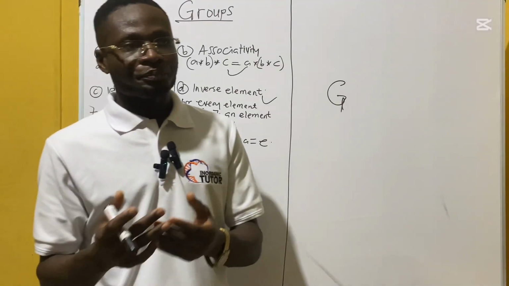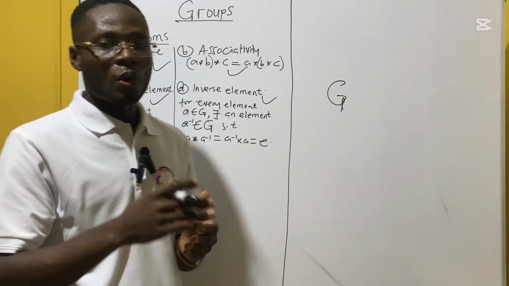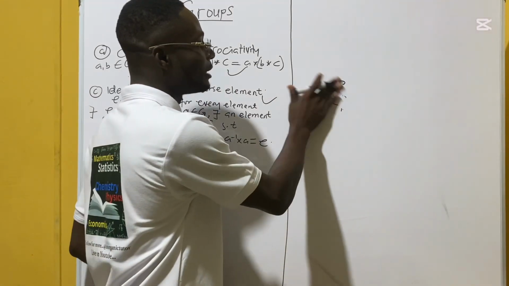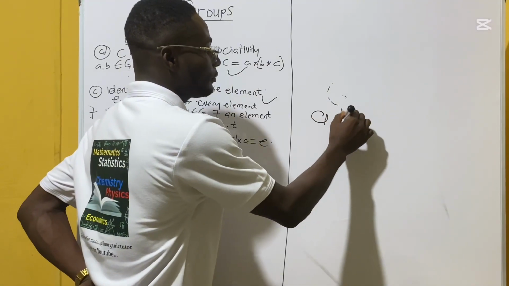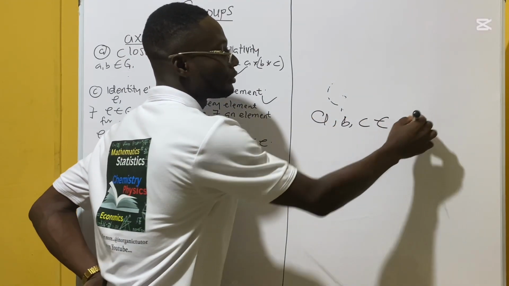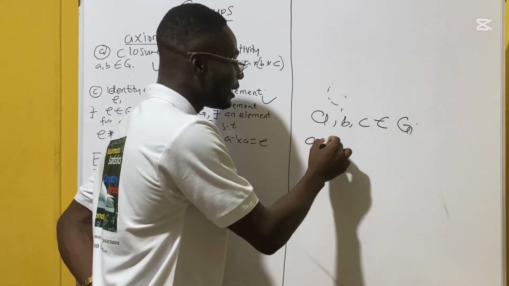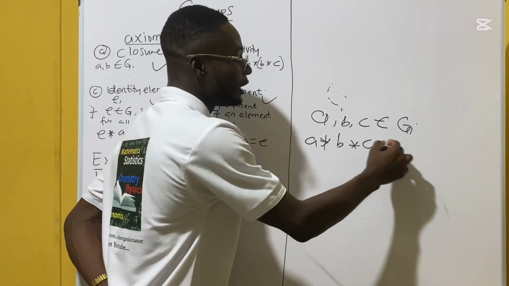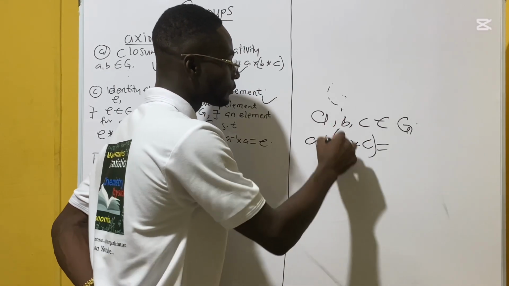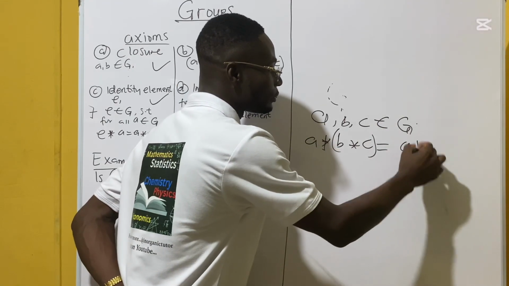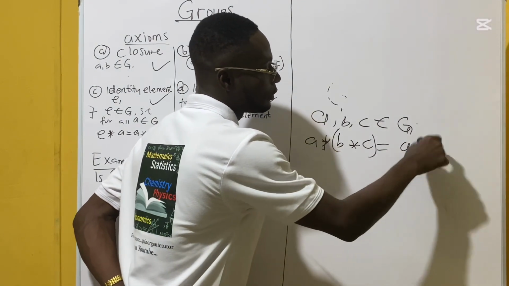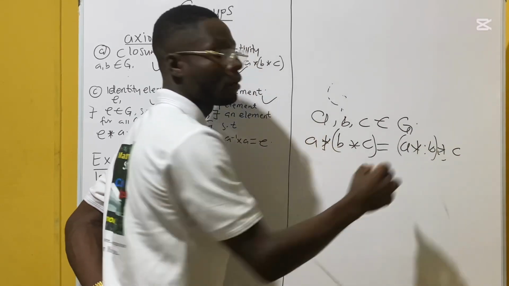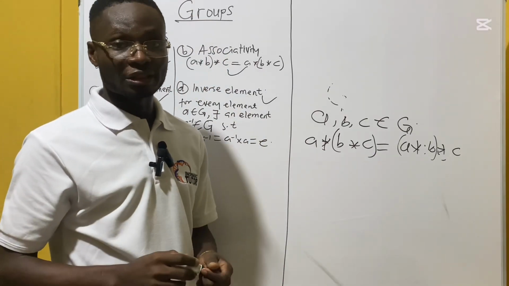Now, when it comes to associativity, when you pick any three elements A, B, and C, they should belong to G. When you perform the operations on them, A star B star C, this operation should be equal to this one, regardless of how you group them. That is what we call the associativity property.